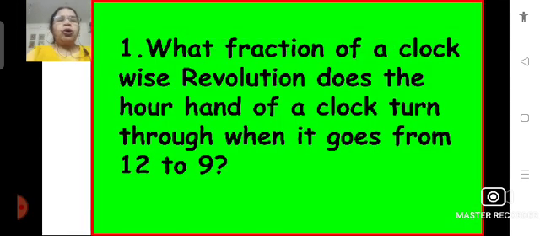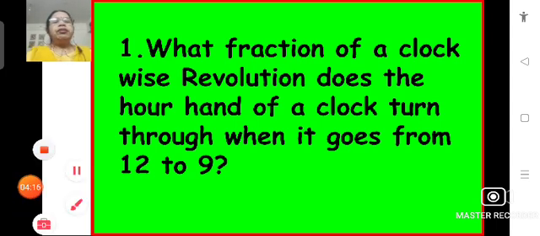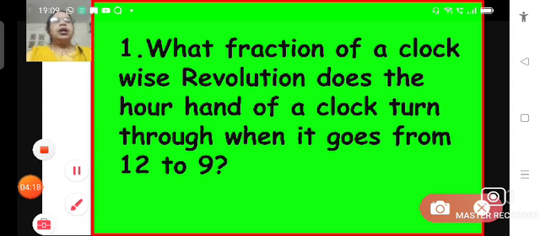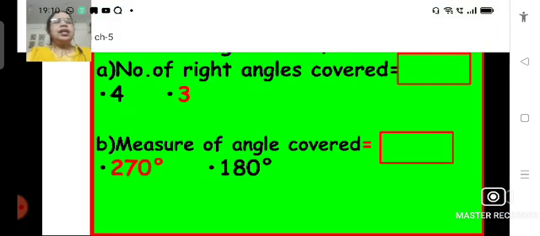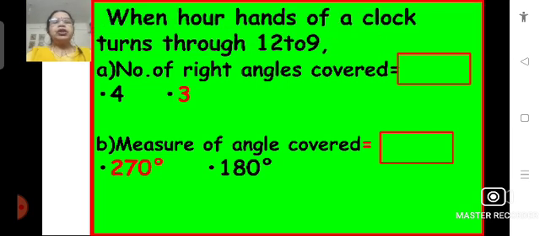What fraction of a clockwise revolution does the hour hand of a clock turn through when it goes from 12 to 9? So we have to tell the fraction of the revolution in a clockwise revolution of the hour hand of a clock when it goes from 12 to 9. So the hour hand goes from 12 to 9. So what fraction of the revolution is, we have to tell. So let's see how we answer. We have the steps for this.